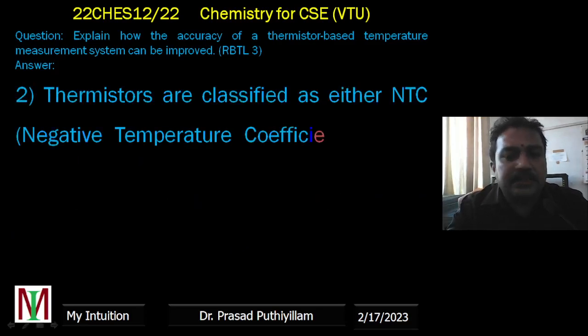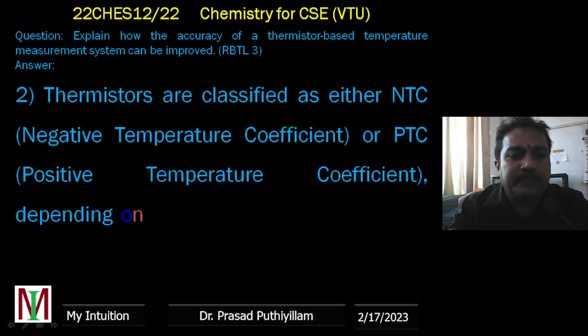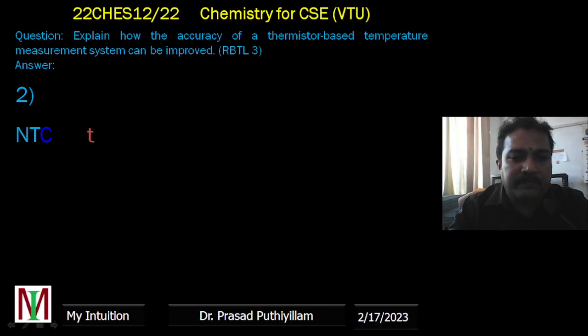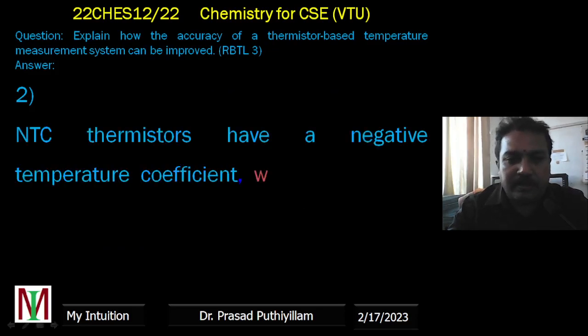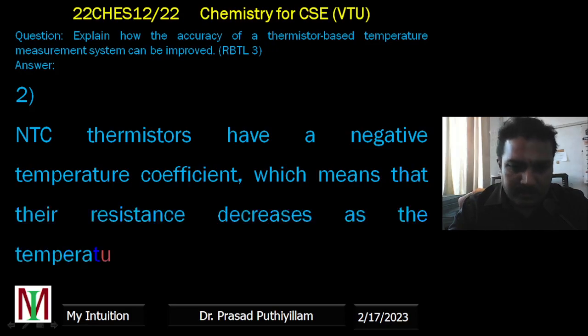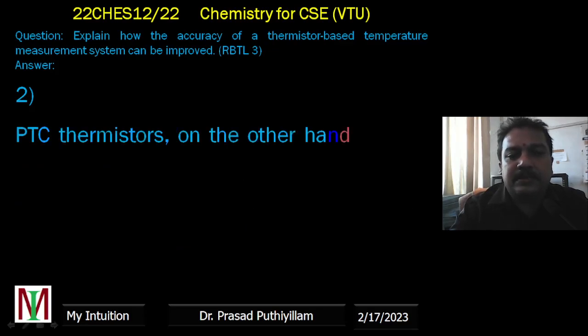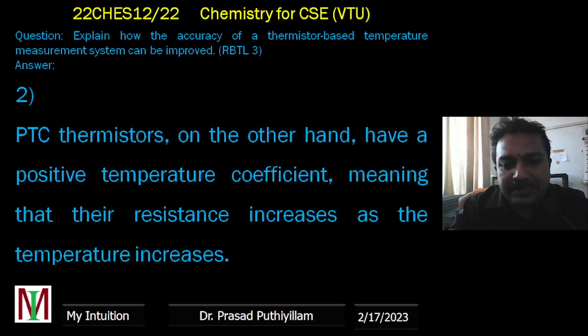They are classified as NTC or PTC, negative temperature coefficient or positive temperature coefficient, depending on how their resistance changes with temperature. NTC have a negative temperature coefficient, which means that the resistance decreases as the temperature increases, whereas in PTC, the resistance increases as the temperature increases.